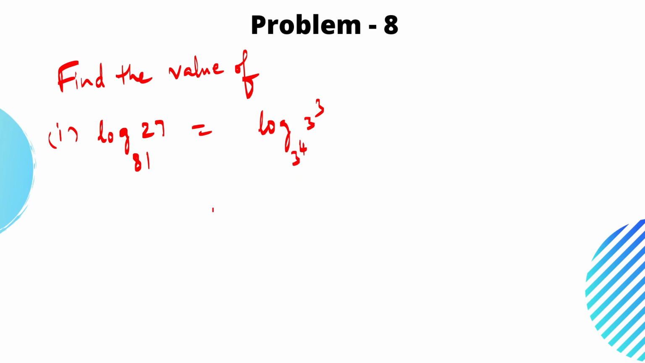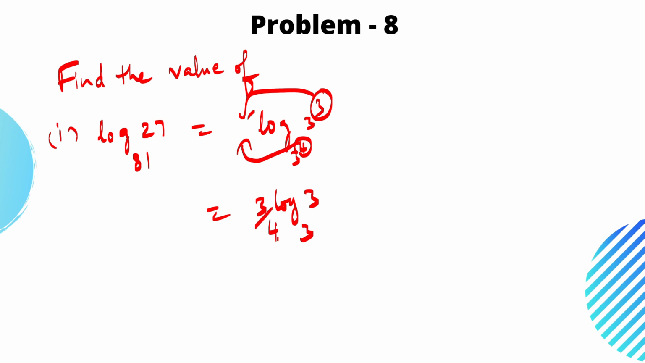So in the last slide we learned this property. The power comes as usual, 3 log 3 to the base 3, but this one will be inverse, so 1 by 4. This is the answer, and further we can simplify. Log 3 to the base 3, we learnt log x to the base x is equal to 1. So in 3 by 4, this value becomes 1. So the answer is 3 by 4.